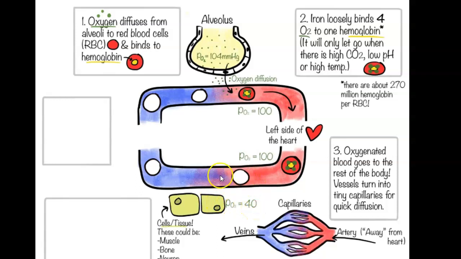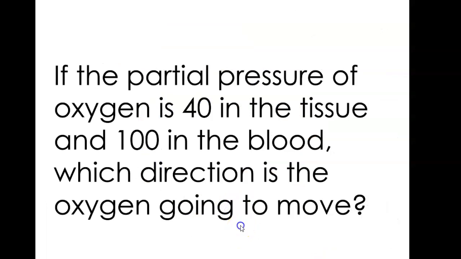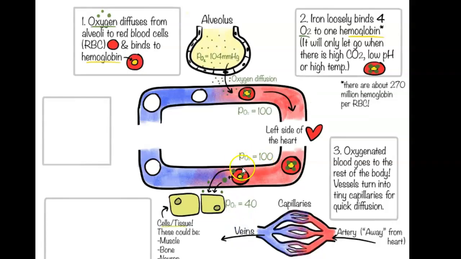Now, if you think about it, this is going to make a lot of sense, because what's going to happen here, again, just like up here, it went from high concentration to low. Here, the oxygen levels in the blood capillaries are 100. It's 40 in here, so the oxygen is going to be released, and it is going to go into the area of low concentration, which is inside of our cells and tissues.